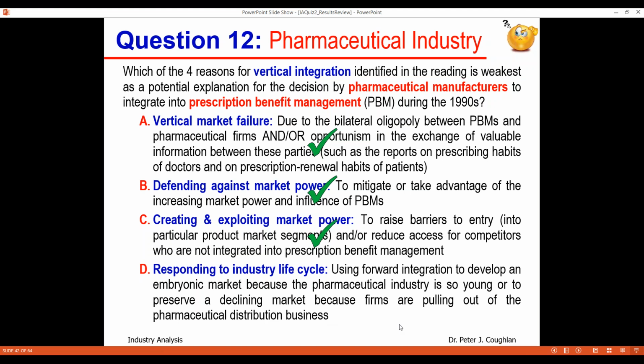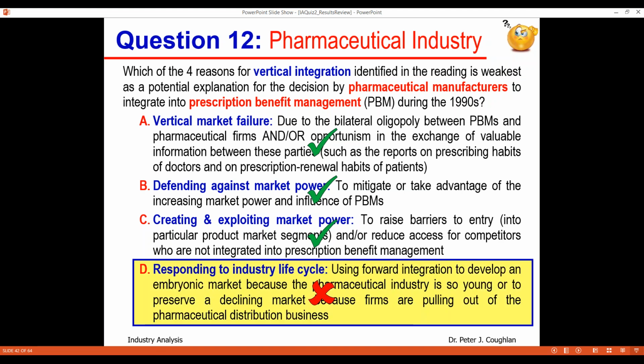So in other words, this is the least valid of the explanations because it would only apply if pharmaceuticals was a brand new industry or a declining industry, right? But because it's neither, right? Pharmaceuticals are neither brand new nor are they declining in the 1990s, right? So that is the weakest possible explanation because it just simply doesn't apply. You could make an argument for A, B, and C. D, you can't even make it. It's not possible to make an argument for answer D, right? So D was the correct answer for question 12.